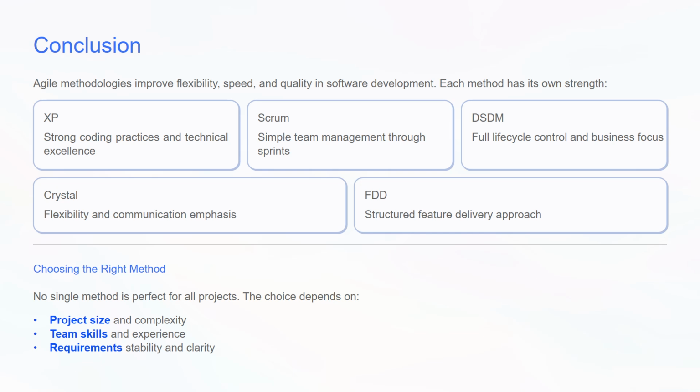There is no single best method for all projects. The choice of methodology depends on factors like project size, team experience, and how clear the requirements are. In real-world development, teams often combine ideas from multiple agile methods to get the best results.